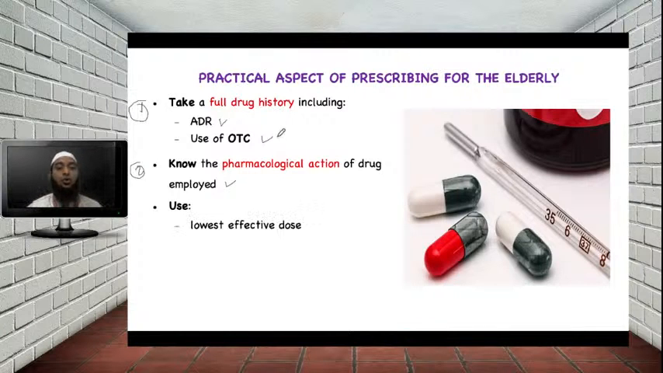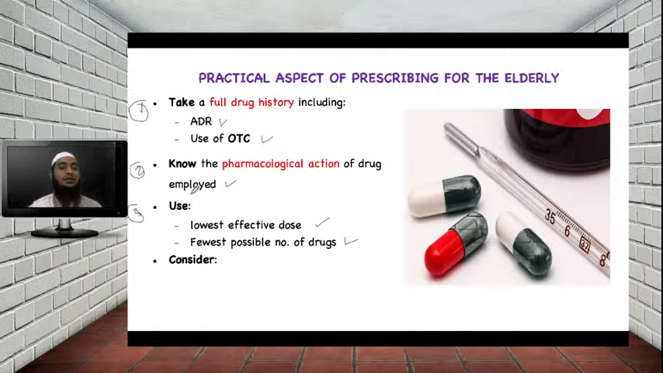Third one, use the lowest effective dose as far as possible, because we have seen their excretion is decreased and their metabolism is also decreased. So use the lowest effective dose, or it may lead to cumulative toxicity in the elderly patient. Use both the lowest effective dose and the fewest possible number of drugs, so that the drug regimen can be simple in the elderly patient.